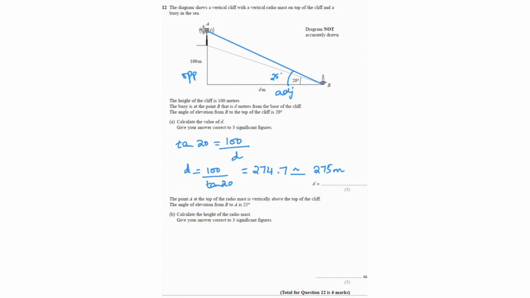So let me just highlight it. This is what we will find first, and then we will subtract 100 from it to find this, because this is what the answer is going to be. So tan of 25 equals opposite, which is going to be x over here, divided by D, which is 275. So 275 times tan of 25 gives us 128.23 meters.